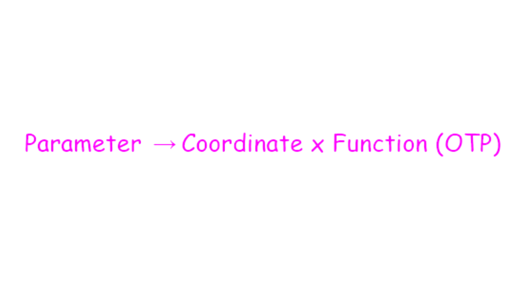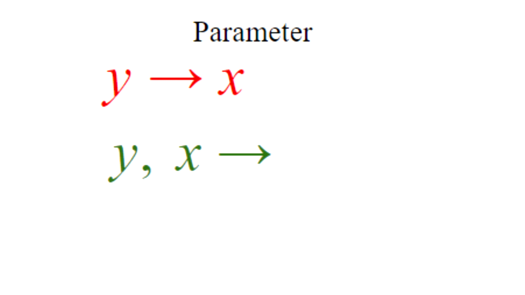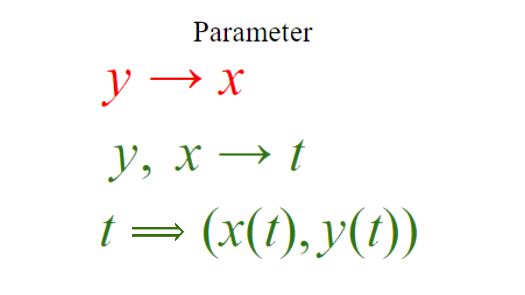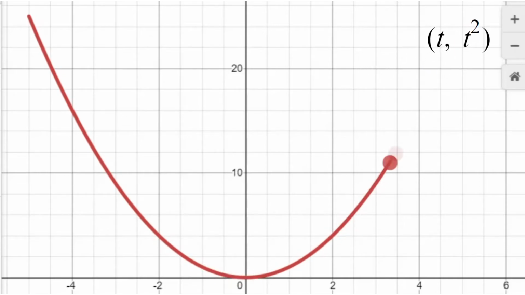In my intuition, a parameter is a hybrid between a coordinate and function. But what makes a parameter is that instead of y depending on x, y and x depend on another variable t, where that variable mainly determines the points on the curve. One example of a parameter is t squared, which is a parabola.